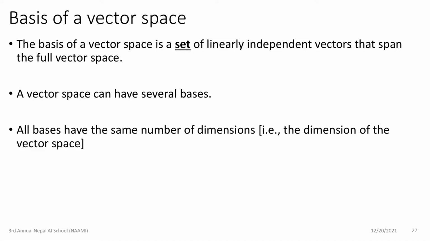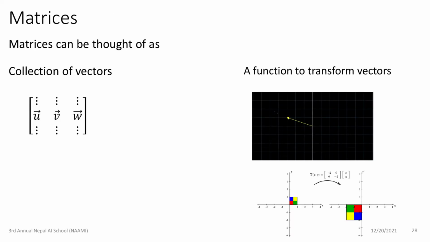So now we go to matrices. Matrices can be thought of in two ways when you come to machine learning. First of all, you can think of them as a collection of vectors. This representation is not correct in the sense that you don't put vector signs here. So basically what I'm trying to show here is that this contains the components of vector u, this contains the components of vector v, this contains the components of vector w. So you can think of them as a collection of vectors, and I will say why this is important later.